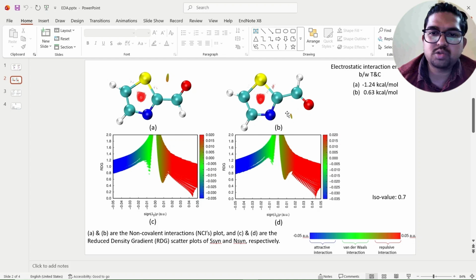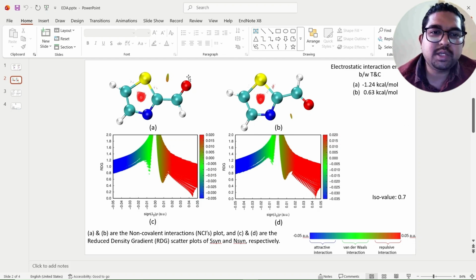Similarly, between nitrogen and oxygen I also found some red region here and green as well. Even though, if you see this in the attractive interval region, there is a slight peak over here that talks about the non-covalent interaction also playing a role. So that is a very small amount of that.